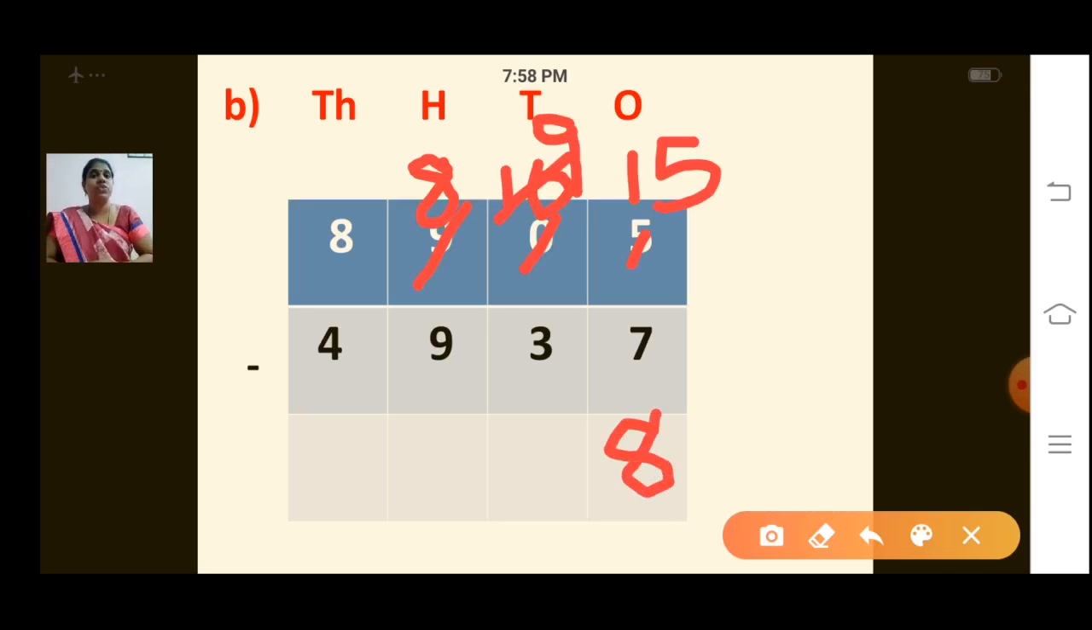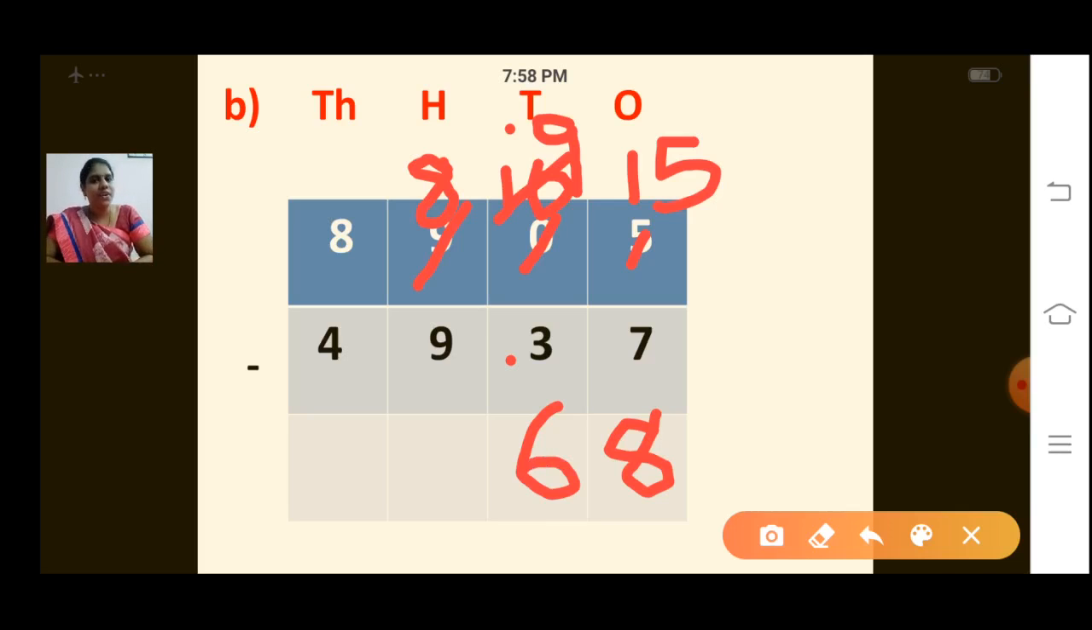You cannot borrow from 0. So first I am borrowing from 100. So my hundreds place will become 8 and my tens place will become 10. From this 10 I am giving 1 to the ones place. So my tens place will become 9 and my ones place will become 15. 15 minus 7 is 8. The next step is subtract the tens place. 9 minus 3. After 3: 4, 5, 6, 7, 8, 9. So 9 minus 3 is 6.